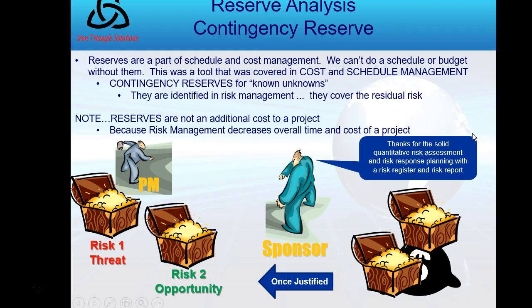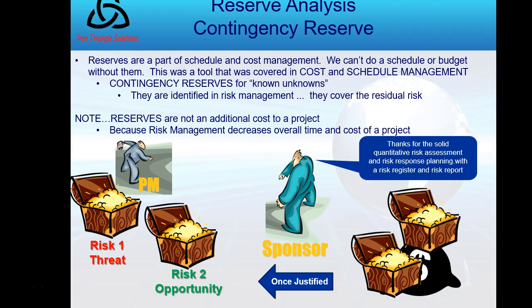Okay, this is my summary of reserve analysis. There are two forms: contingency reserve and management reserve. Contingency reserve is for known unknowns. What I mean is that I know it's a risk, but a risk by definition is an uncertainty, so I'm not sure if it will execute. So it's a known unknown, and I can plan against it.